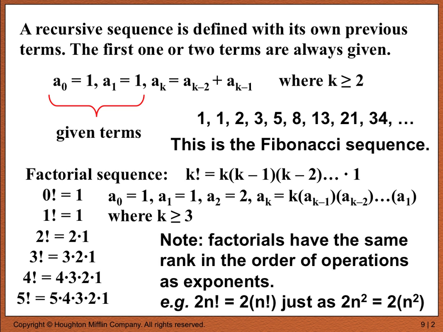Just a quick note on factorials. Again, this is just something to keep in mind in case you're curious about it, or in case you ever wonder what type of precedence factorials have. They have the same rank in the order of operations as exponents. Okay, so in this example, I've got 2n factorial, and that's the same as 2 times quantity n factorial, which is just like with exponents, 2n squared equals 2 times quantity n squared.